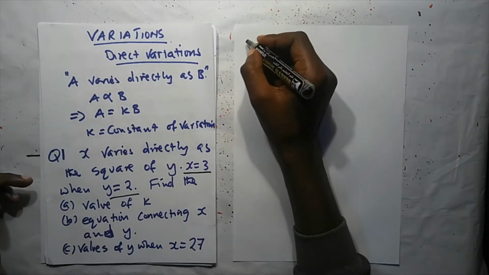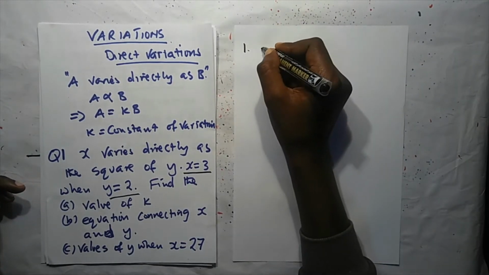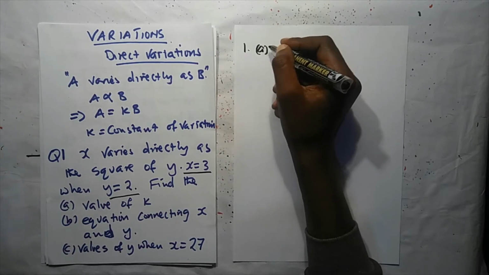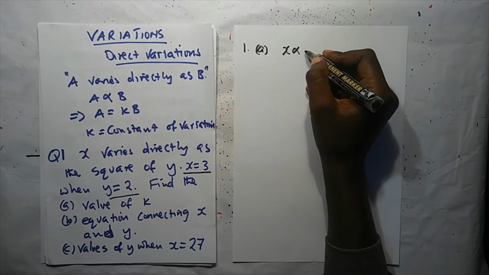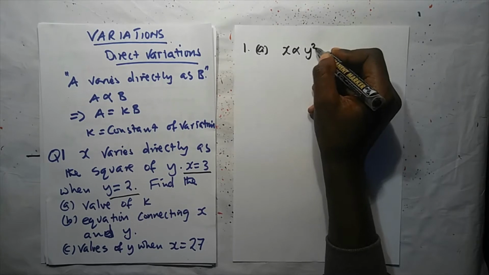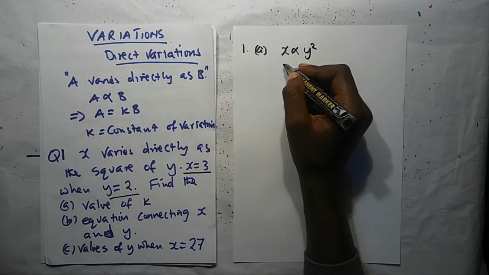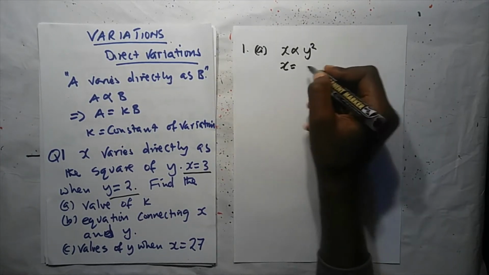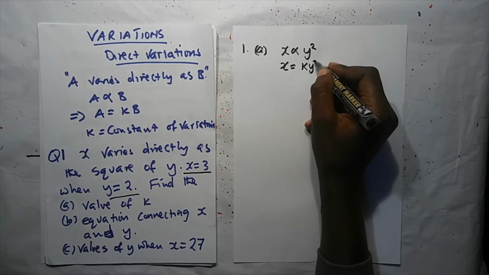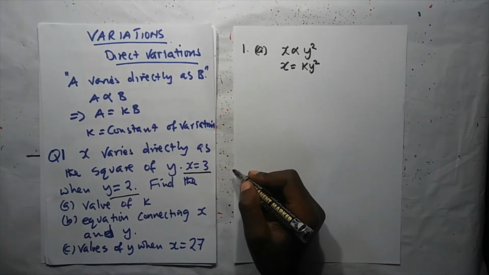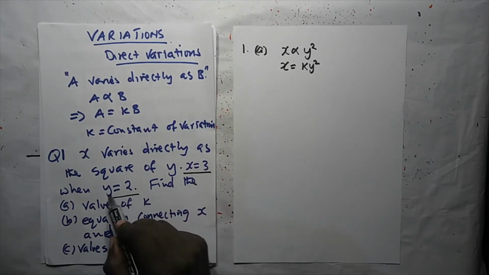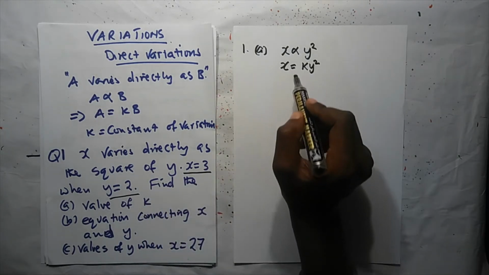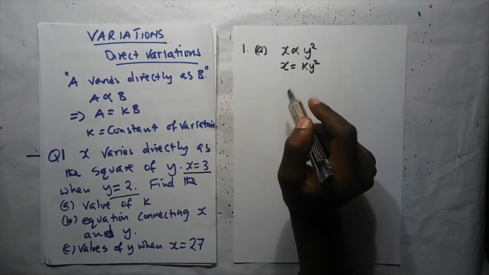In part A of the first question, the question says X varies directly as the square of Y. So the square of Y, Y squared. And then we introduce the constant of variation. X is equal to K Y squared. And then the first question says find the value of K. So we have these two values, X is equal to 3 and Y is equal to 2. We substitute them in our equation here, and then we solve for K.